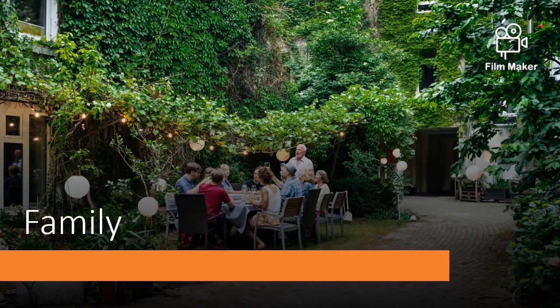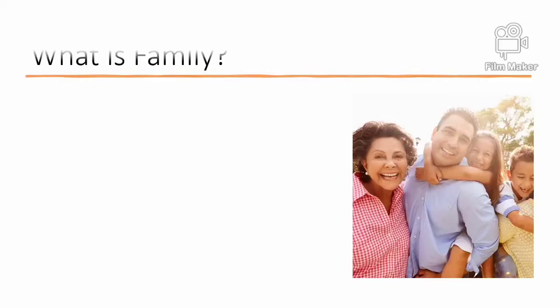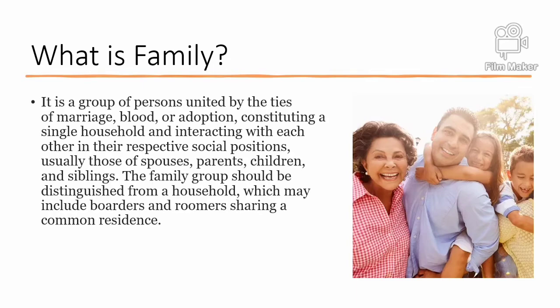Family. What is family? It is a group of persons united by the ties of marriage, blood, or adoption, constituting a single household and interacting with each other in their respective social positions, usually those of spouses, parents, children, and siblings. The family group should be distinguished from a household, which may include boarders and roomers sharing a common residence.